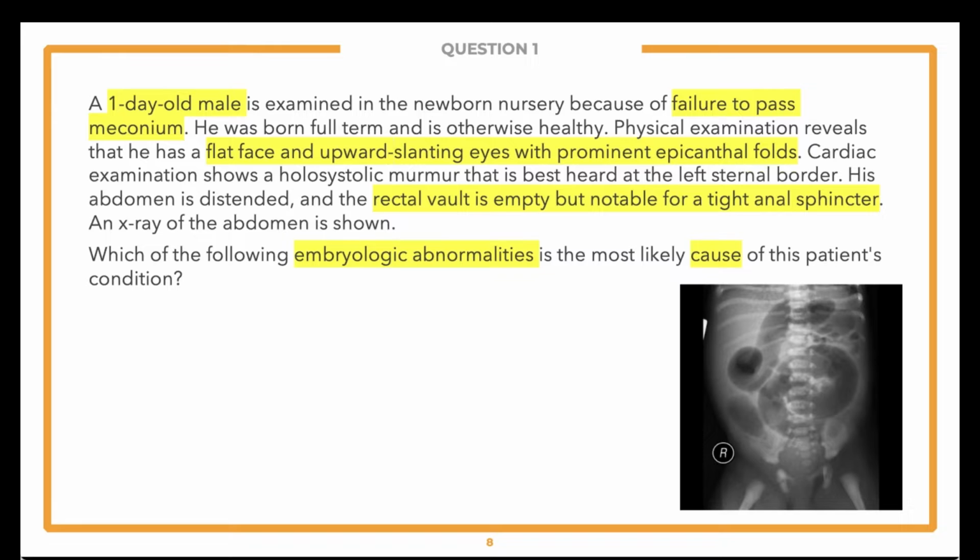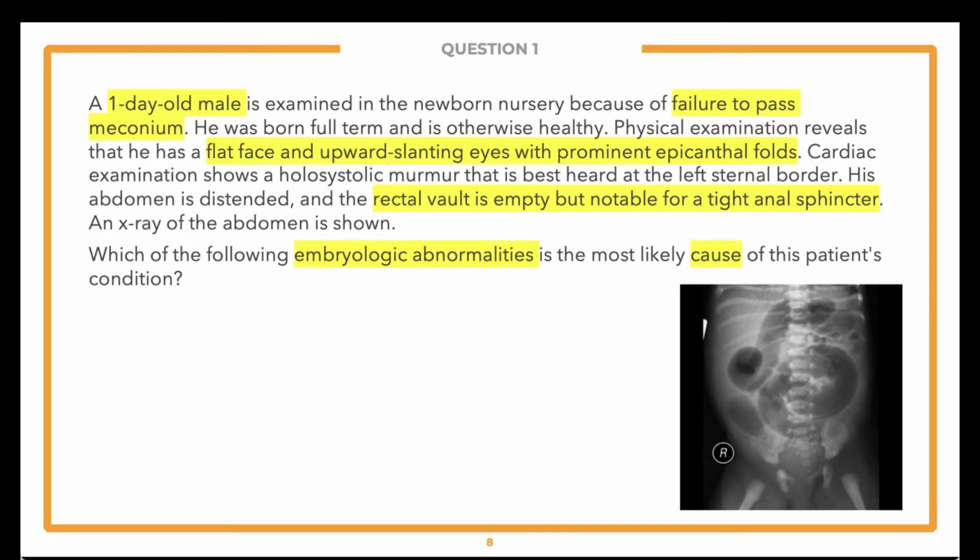Which of the following embryological abnormalities is most likely cause of the patient's condition? So think of embryological abnormalities and cause. So it's not just what the patient has, but you may want to think about the pathophysiology behind that as well. All right. So ages, I think it's always important. So 1-day-old male. So this is a newborn. Has failure to pass meconium. What is meconium? Well, you guys should know that.